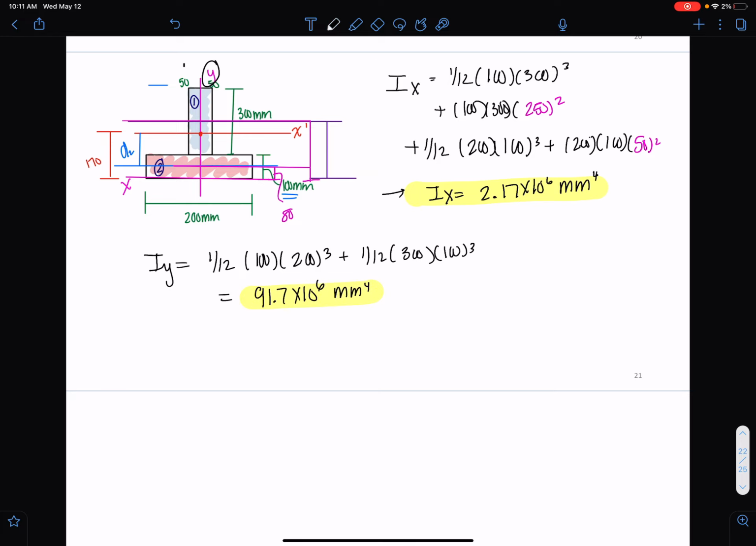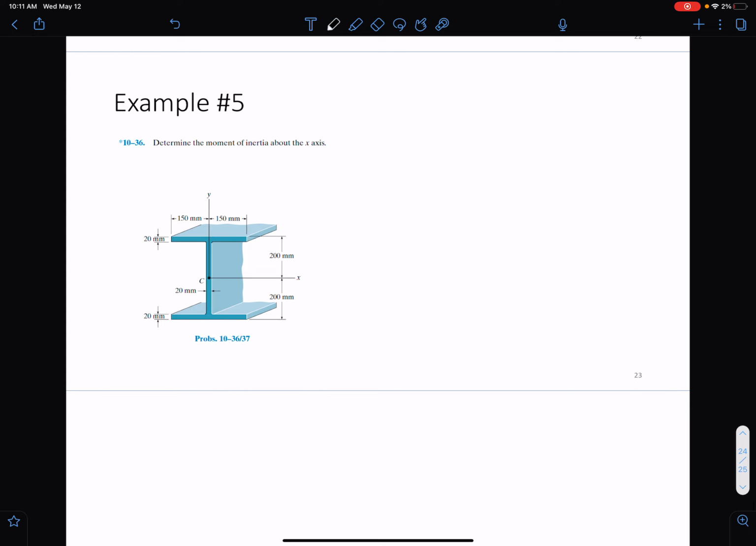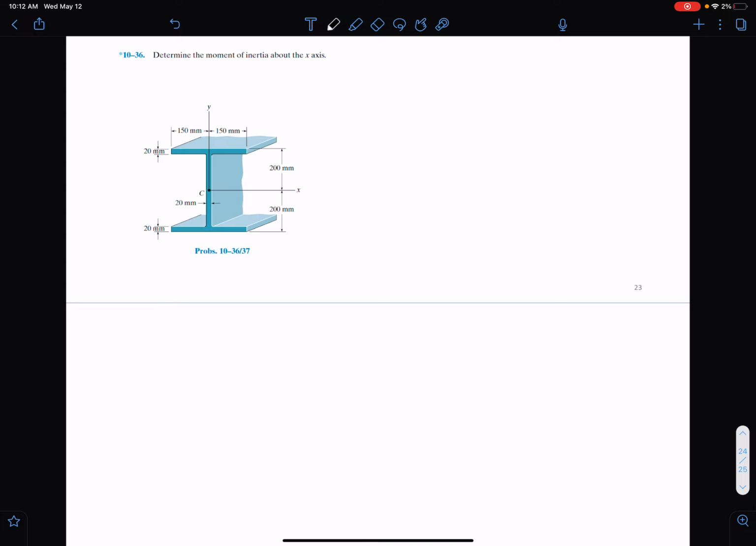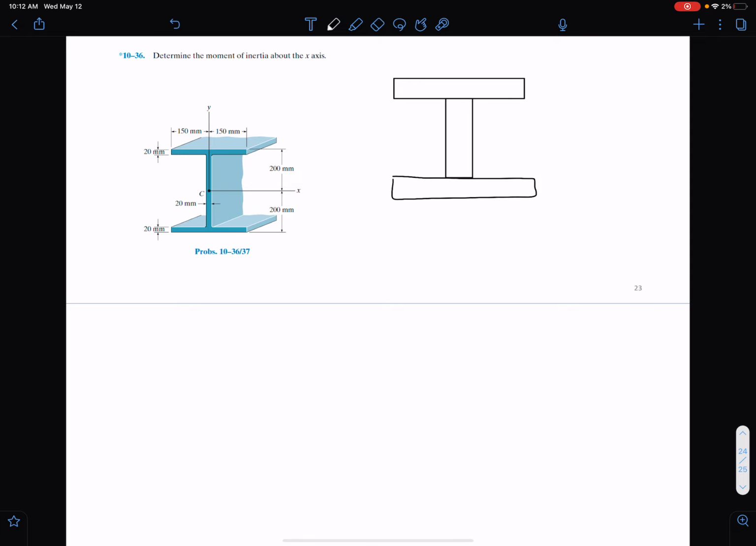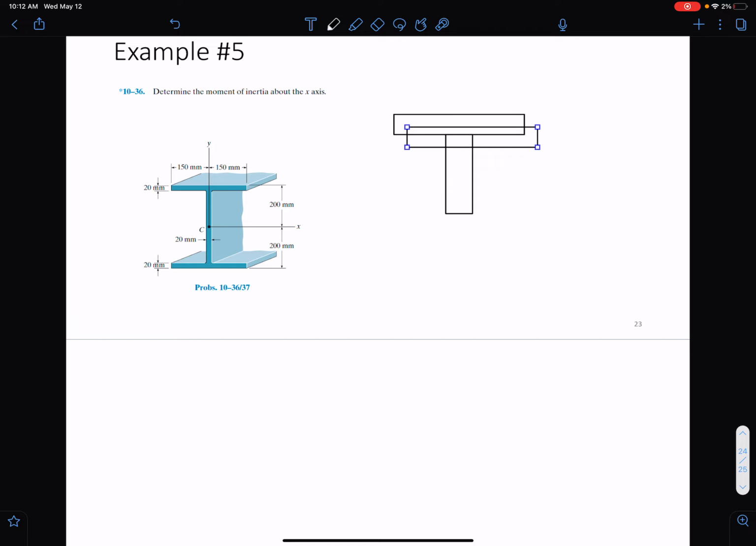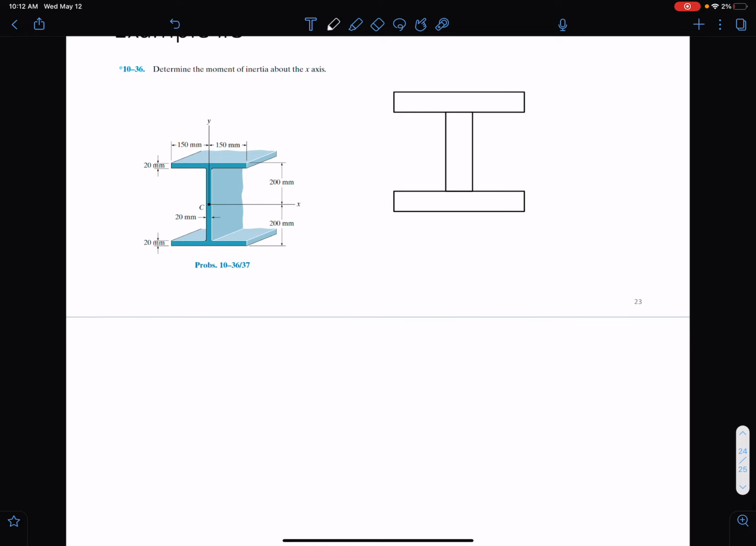Okay, so let's go ahead and do one more example. We want to determine the moment of inertia about the x-axis for this one, okay? Now, this shape is also a really common shape in engineering. I'm going to redraw our cross-section here because I like, again, marking it up. And this procedure is exactly the same. We just have to add one more shape in our calculations than what we had previously, okay?